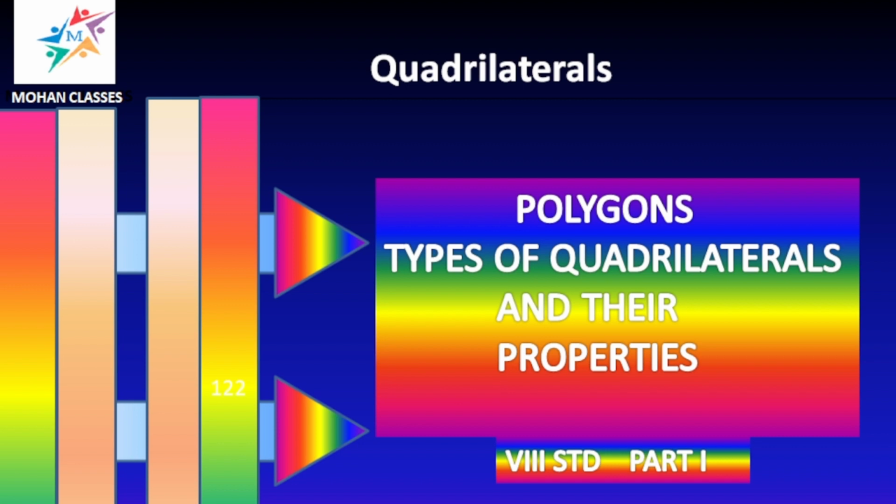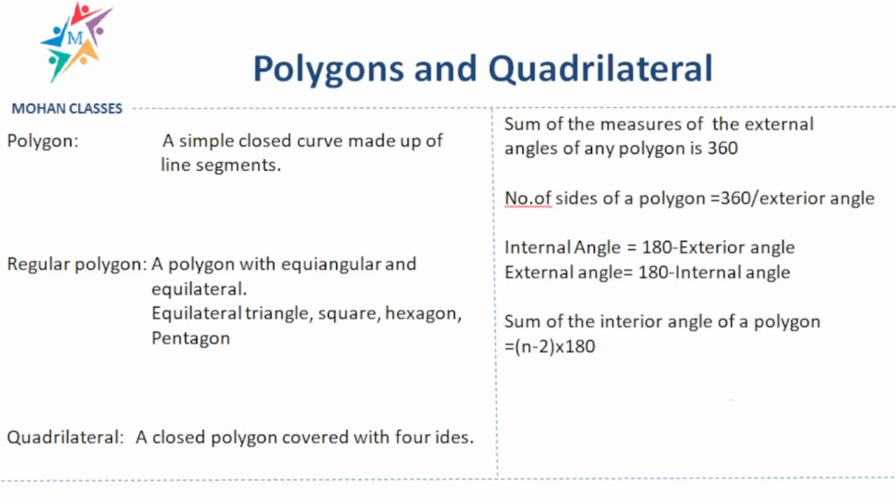Let us start. What is called a polygon? A polygon is a simple closed curve made up of line segments. So here it is a polygon. It is a polygon. Okay. Three lines are closed curve. Similarly, it is a polygon. It is a polygon. It is a closed curve of line segments. This is called polygon.